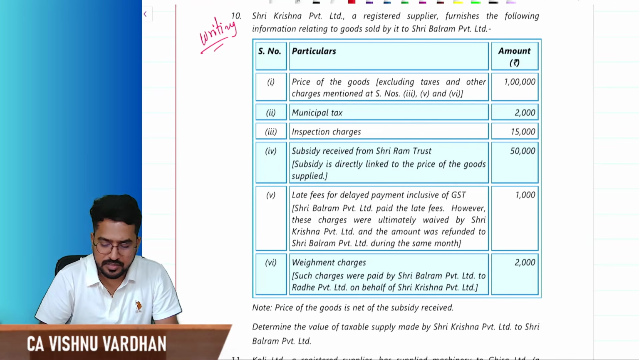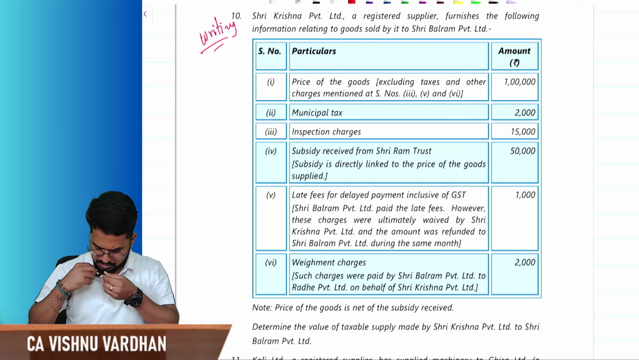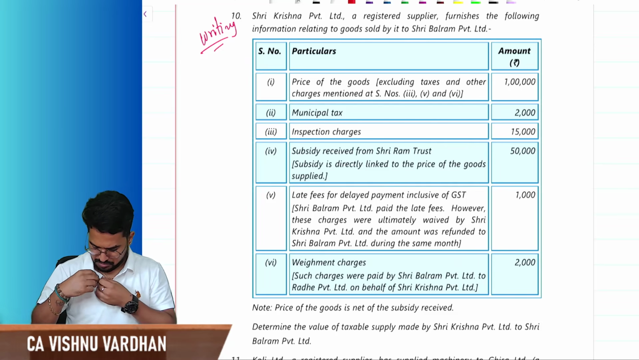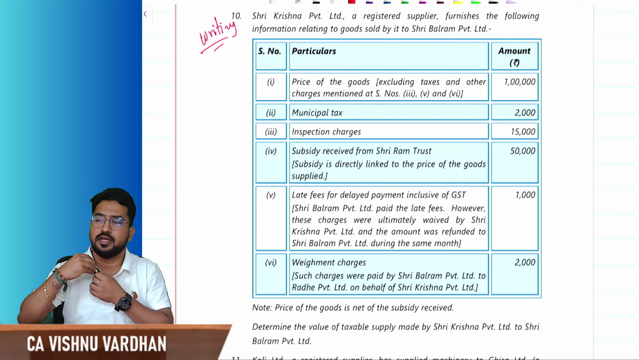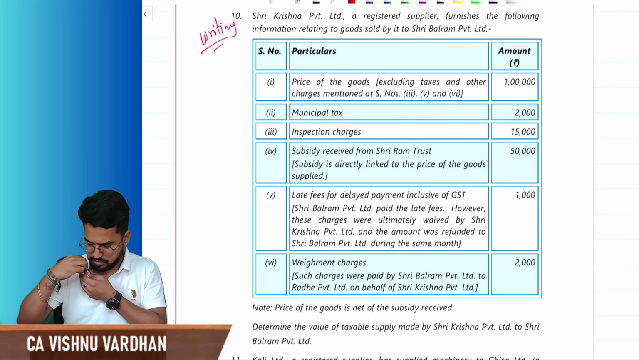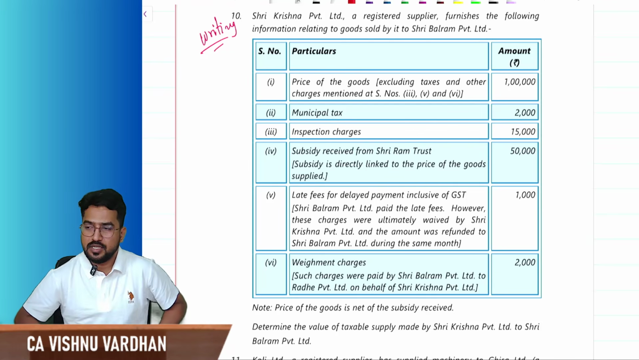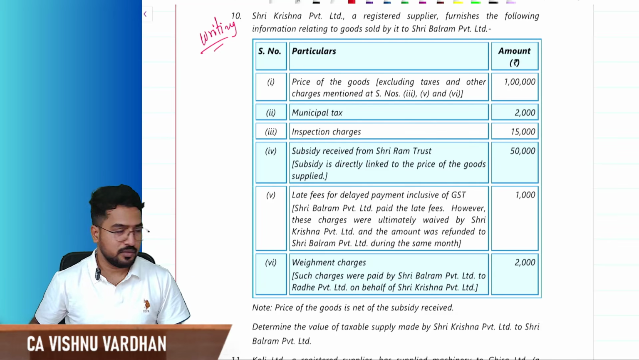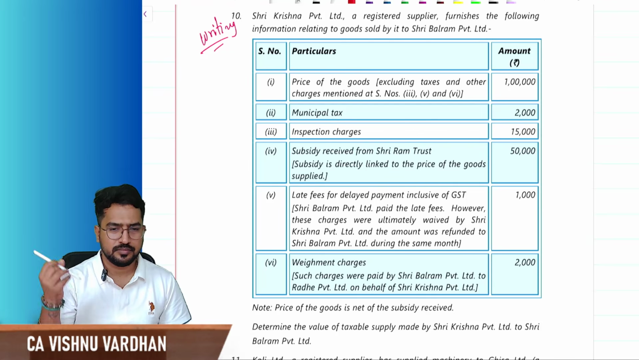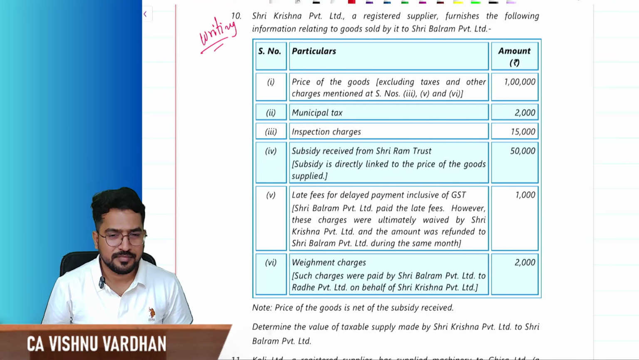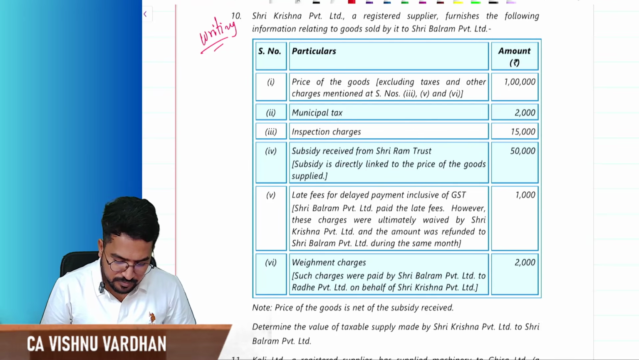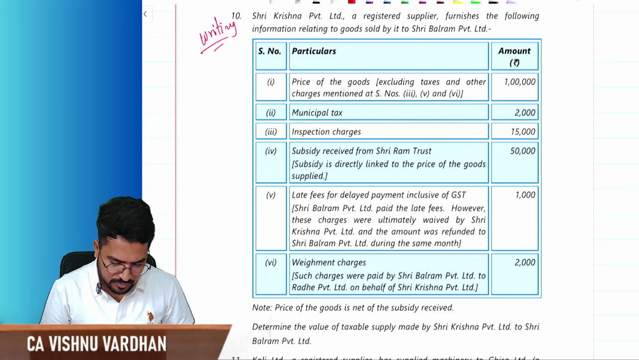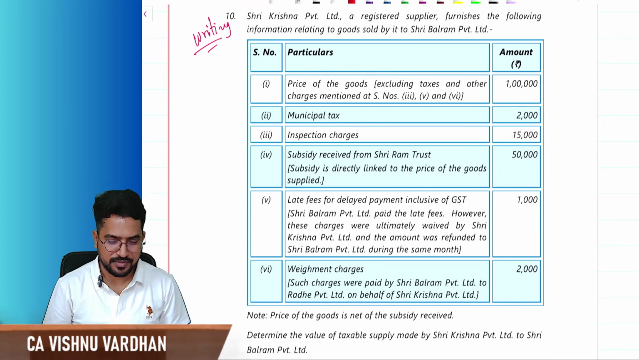What is the answer? Mine is 1,69,000. So what is the answer? 1,69,000. Shall we see that? How much did you get now? Which one? I'll talk about that.